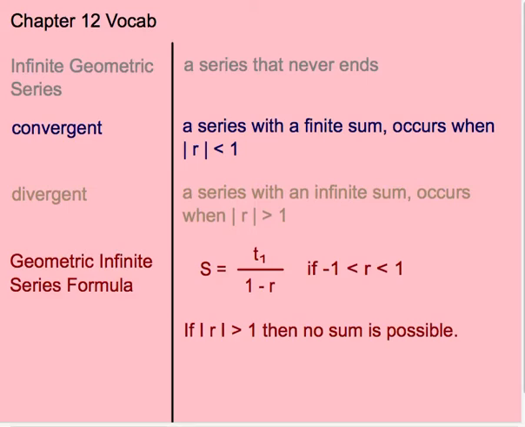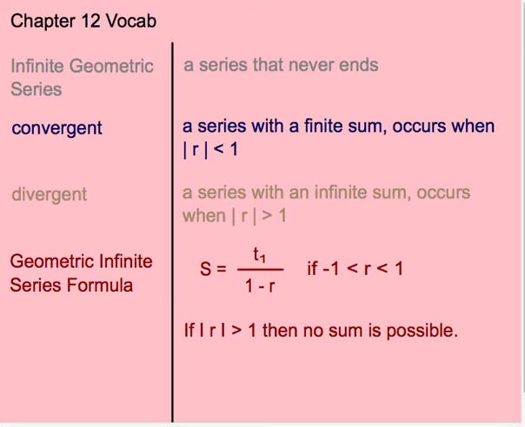Even though there's an infinite number of terms, when the ratio or the absolute value of the ratio is less than 1, the terms will eventually approach 0. So when you add them all up, you will get a single sum for all of these terms. The other type is divergent. That's when the common ratio or the absolute value of the common ratio is bigger than 1. So the numbers continue to get bigger, so there is no sum.